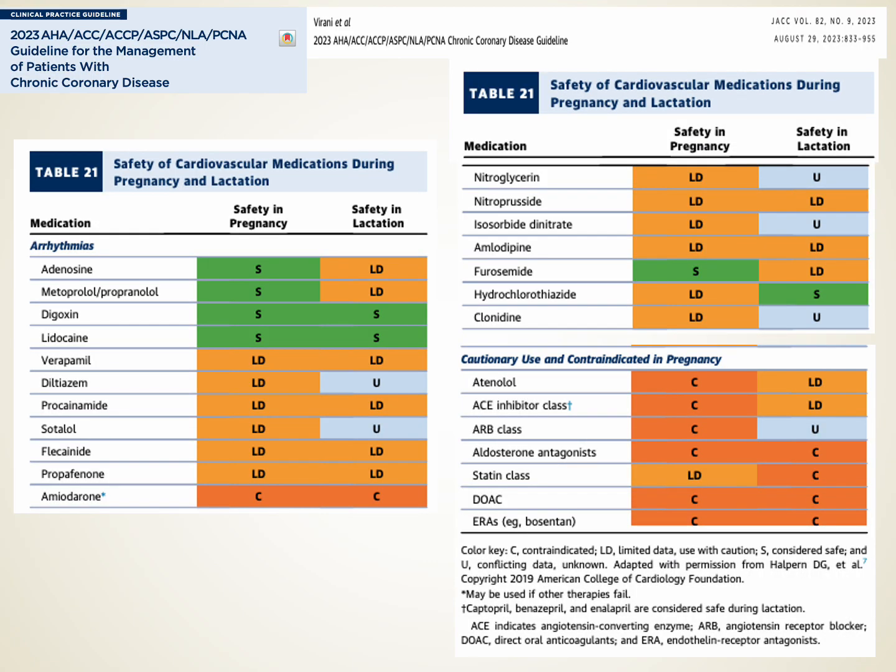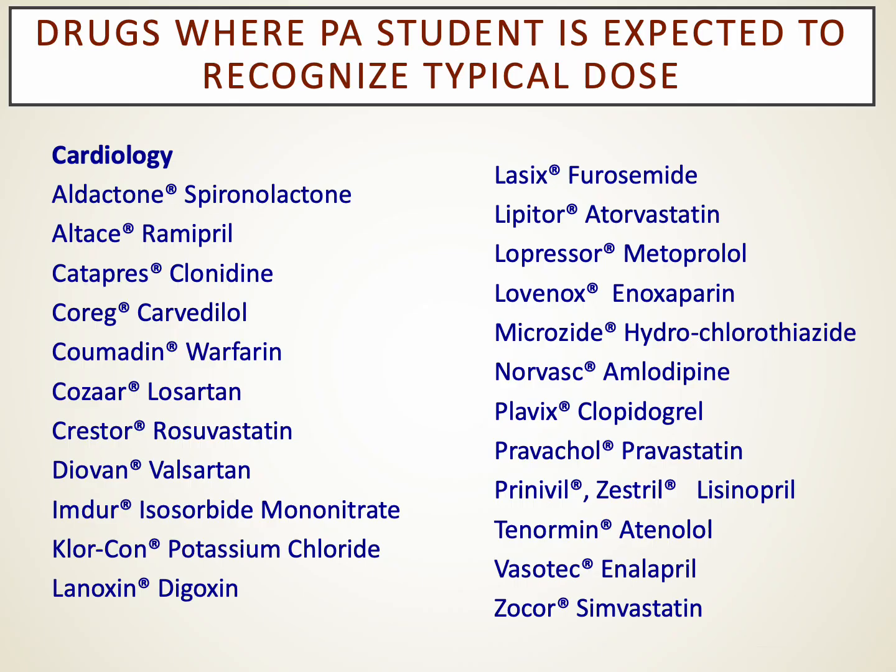And again, the same listing here of drugs in pregnancy risk. Finally, the list of drugs for which on your clinical rotations, we would have some expectation that you'd recognize normal doses, but not as a focus here in this block.